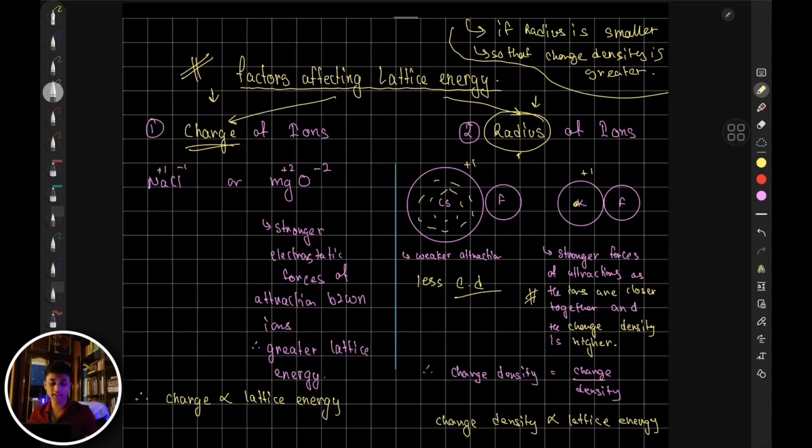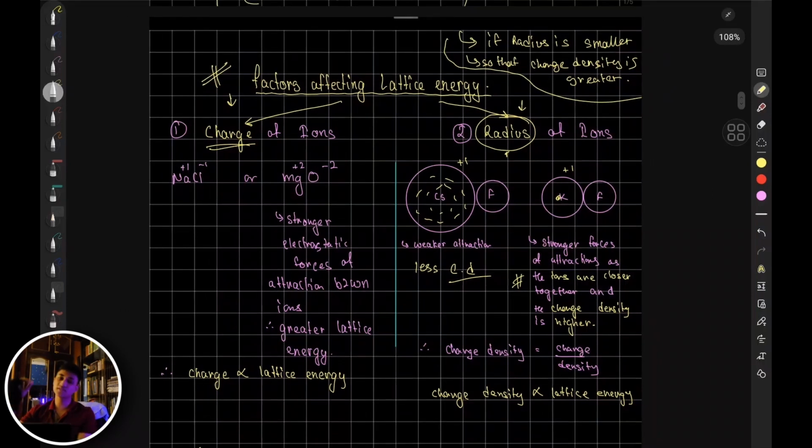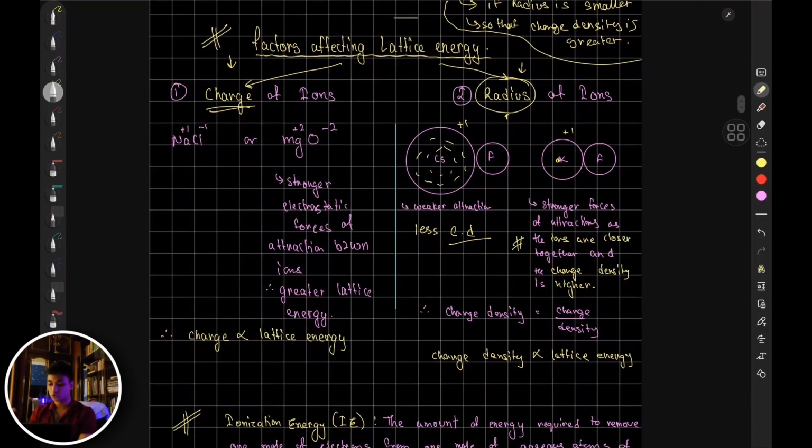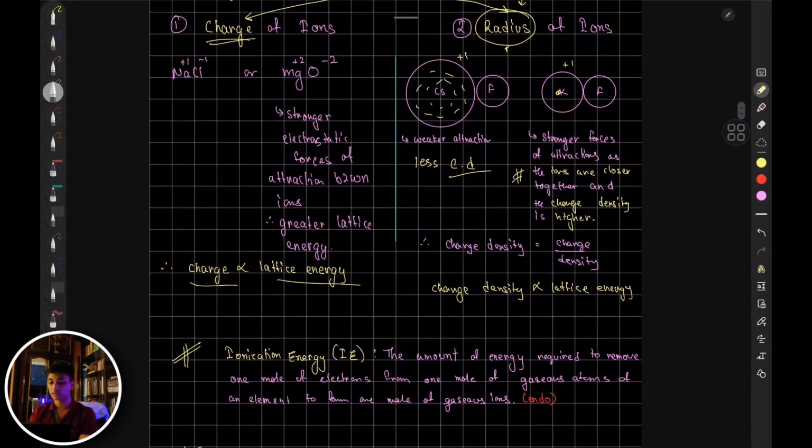So there are two factors again, the charge and the radius. How does the charge affect? Greater attractive forces. How does the radius affect? Increasing the charge density. In return, again doing the same thing, which is increasing the attractive forces. So both are, in a way, doing the same thing. In proportion, if you increase the charge, the amount of lattice energy increases. If you increase the charge density, the amount of lattice energy increases.